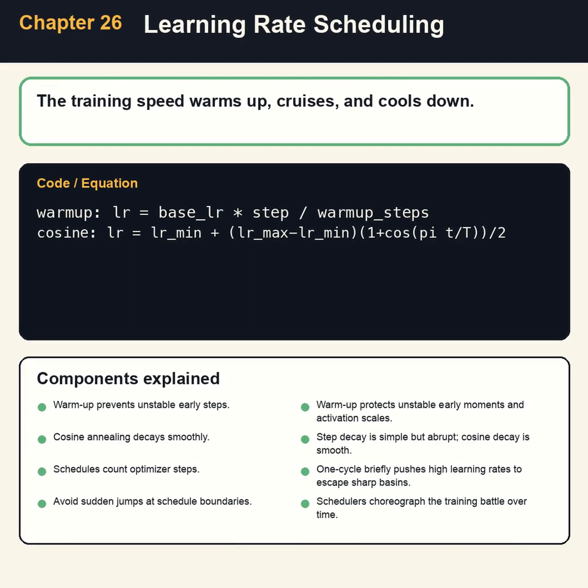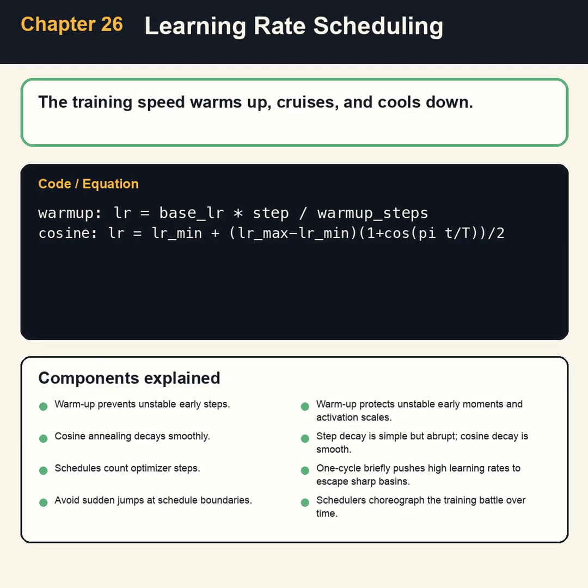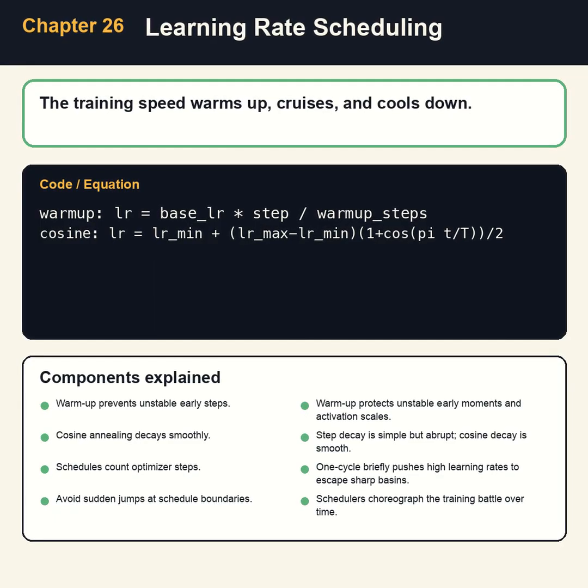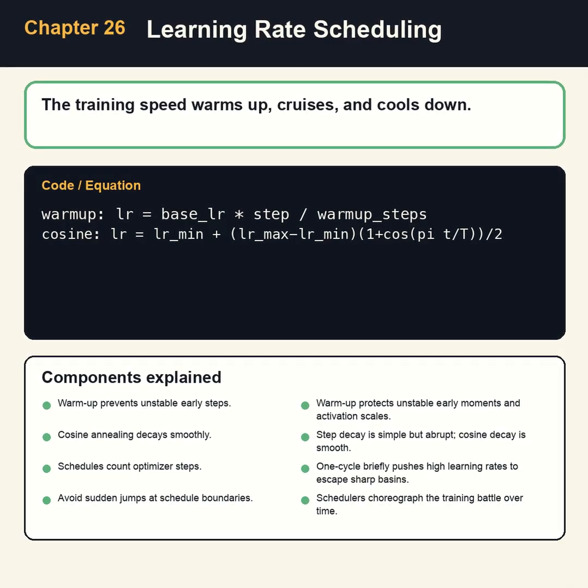Learning rate schedules exist because the best step size changes during training. Early on, the model is fragile and Adam's moments are immature. Later, larger moves explore. Near the end, smaller moves refine. The schedule is the pacing of the entire journey.